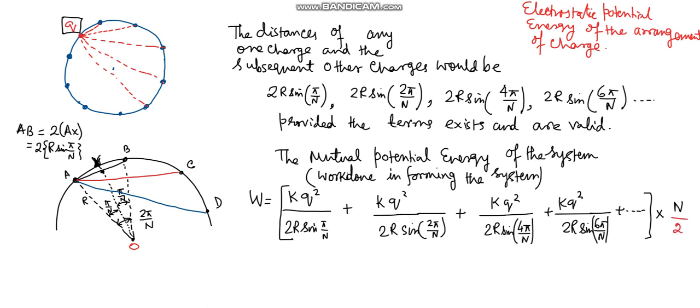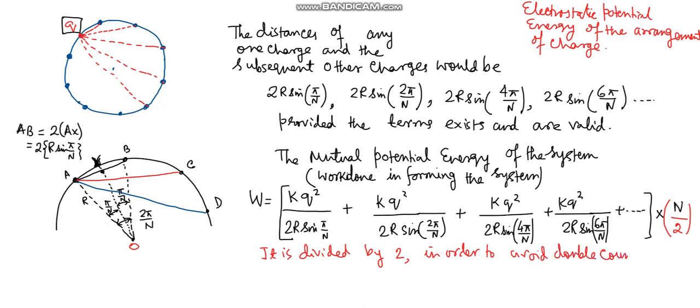A small introduction is required here. I divide by 2. Why did I divide by 2? Here, why did I multiply? So ultimately I multiplied by n by 2. Is it not? So it is divided by 2 in order to avoid double counting.